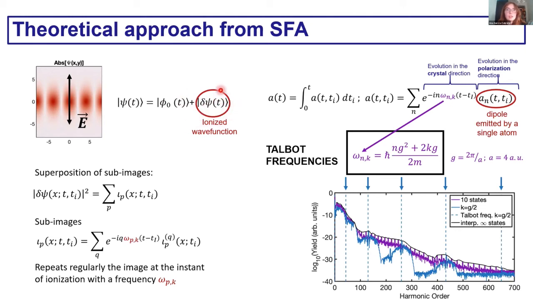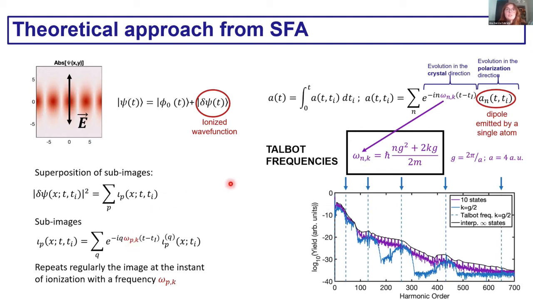This ionized wave function can be expressed as a superposition of wave packets ionized at different instants of time. We are interested in the time evolution of the density of probability along the crystal direction. This density of probability can be understood as the image of the matter wave formed by a superposition of different sub-images. Each sub-image follows a dynamic of Talbot revivals with a Talbot frequency. As the Talbot frequency is different for each sub-image, there isn't a full revival of the complete ionized wave function.